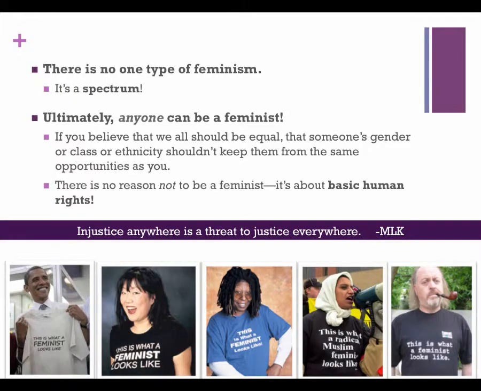So just for this part of the lecture, a summary: there is no one type of feminism. It is totally a spectrum, right? There's space for everybody, and of course, anyone can be a feminist. If you believe that we all should be equal, that someone's gender or their class or ethnicity shouldn't keep them from the same opportunities as you, that means you're a feminist, right? And there's really no reason not to be a feminist. It's about basic human rights, period.